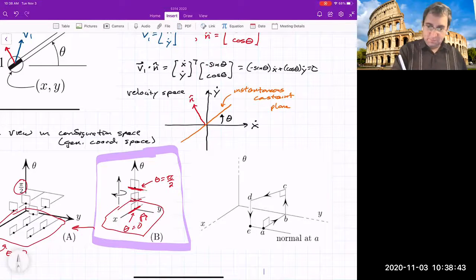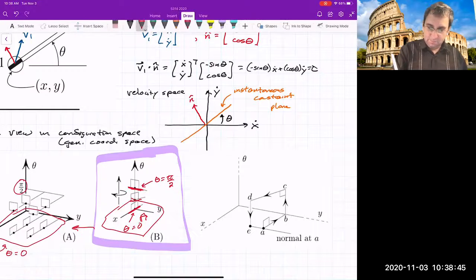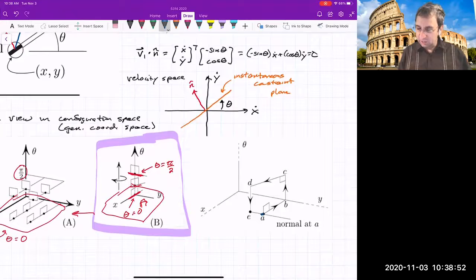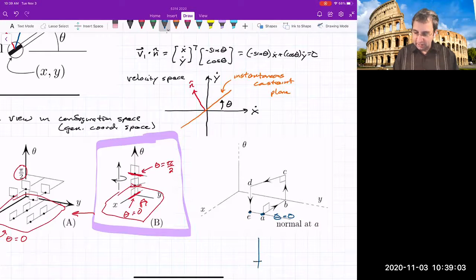So this is the way to think about it. If I am starting here at the point A, and A also has an angle theta equals 0. If I want to get to the point E, which would mean a sideways move, so think of it as, here's X and Y. This is my point A, and I just want to move sideways.